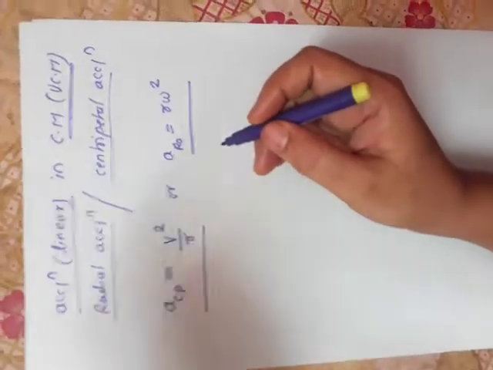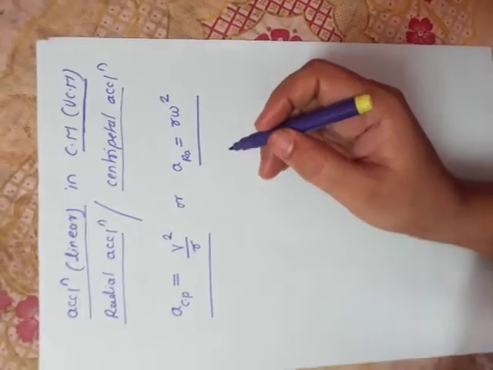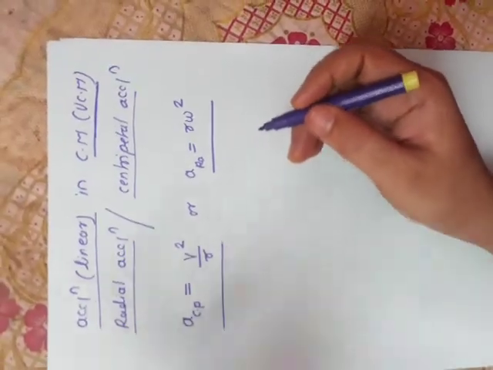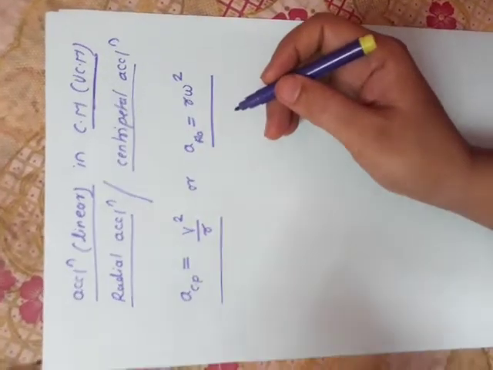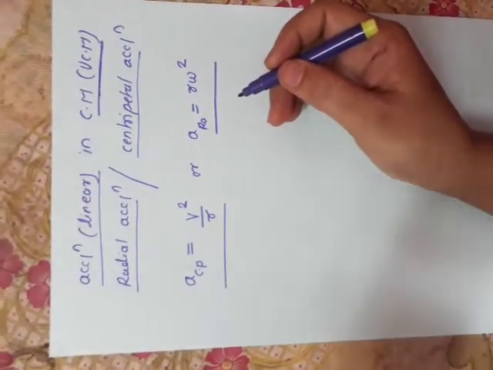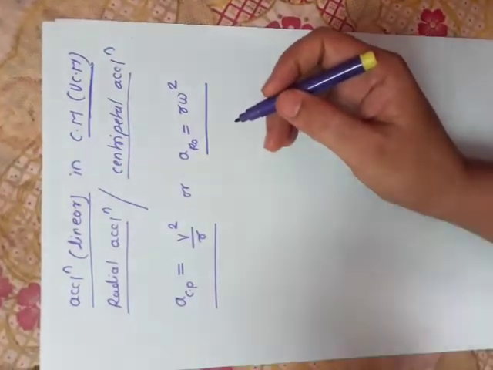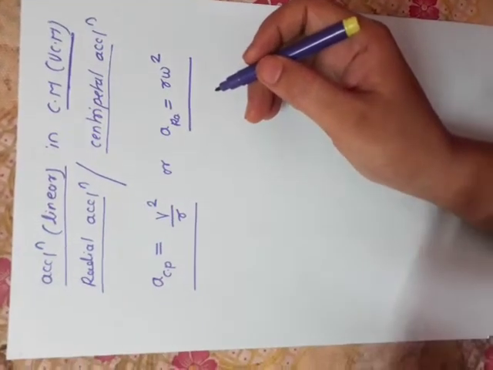Angular acceleration has unit radian per square second, whereas linear acceleration, or centripetal acceleration or radial acceleration, has unit meter per square second. That is the big difference between centripetal and angular acceleration.